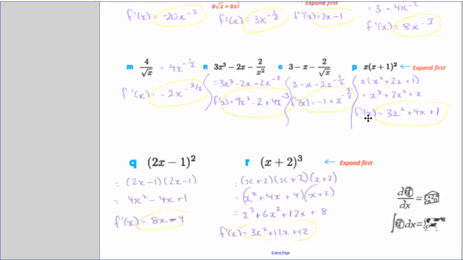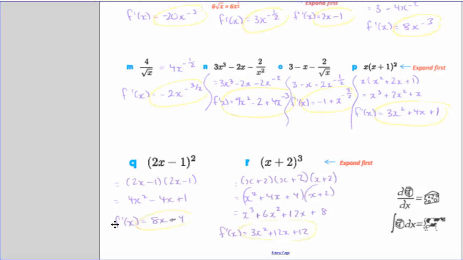f dash x equals 3 times 1 is 3, x squared. 2 times 2 is 4, x to the power of 1, plus 1, because that's just an x term, and that's done. Another one, we have to write out the double bracket and expand first. When you do your foiling, you will get 4x squared minus 2x plus 1. And when you combine the two minus 2x's, you get minus 4x. So the original function is still just 4x squared minus 4x plus 1. Now I'll do the calculus step.